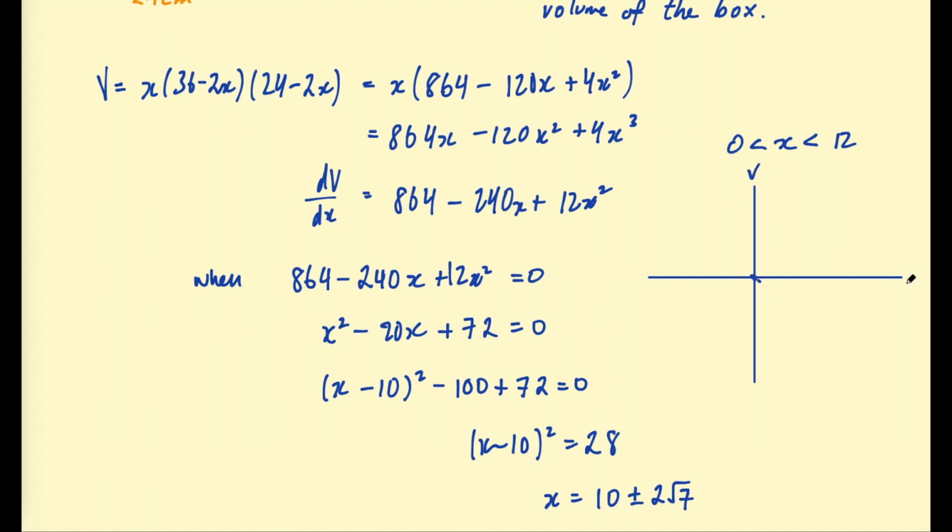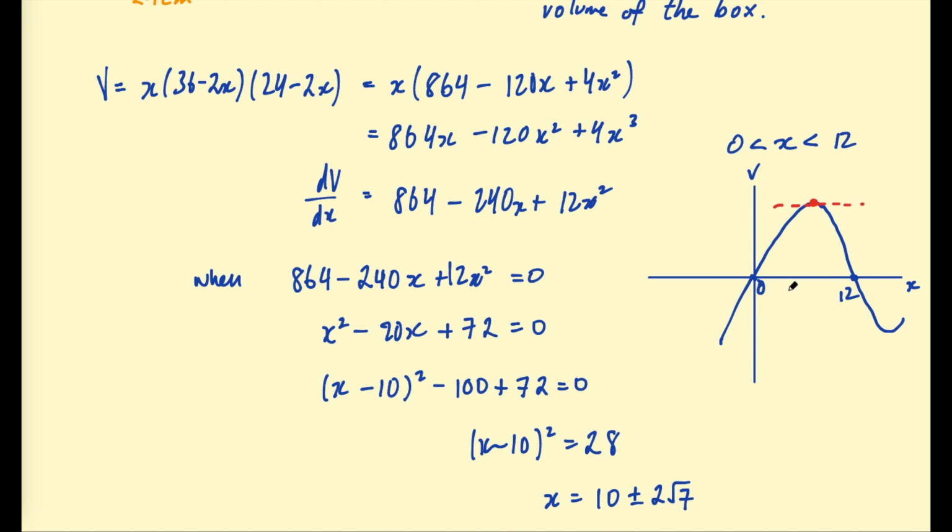So if we graph V with respect to x, we know the cubic is going through this point, okay? And if you plug 12 into this expression, you also get 0. So we know the cubic is going to look something like this, going through 0 and 12. And we have one of these points in between 0 and 12. So we know that the value in between 0 and 12 will be a maximum.